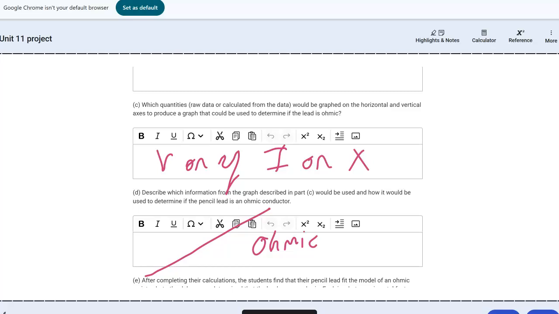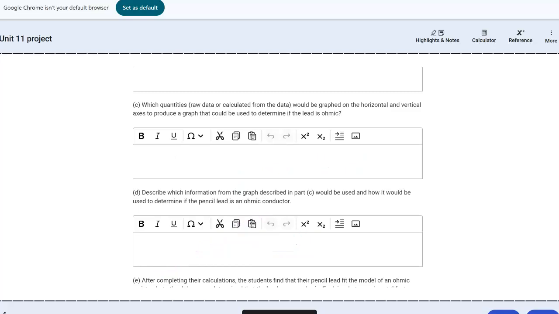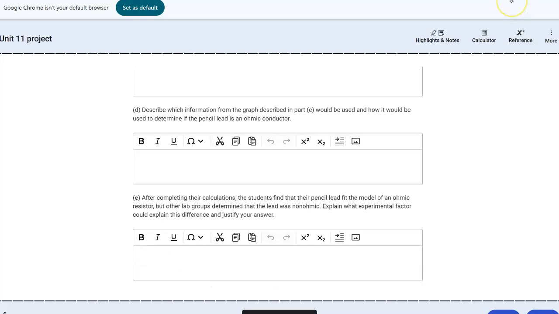And now E. Oops, pen stopped working. After completing their conclusions, the students find that their pencil lead fit the model of an ohmic resistor, but other lab groups determined the lead was non-ohmic. Explain what experimental factor could explain this difference and explain your answer.